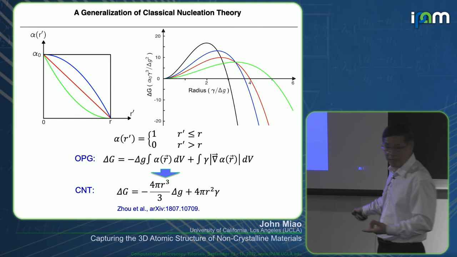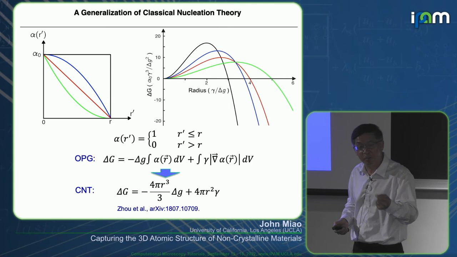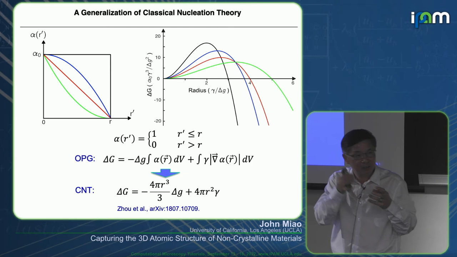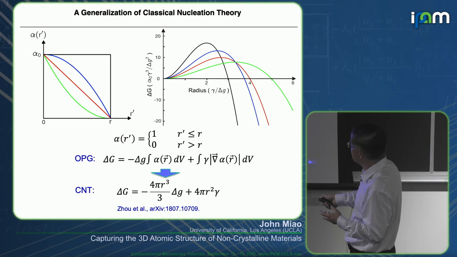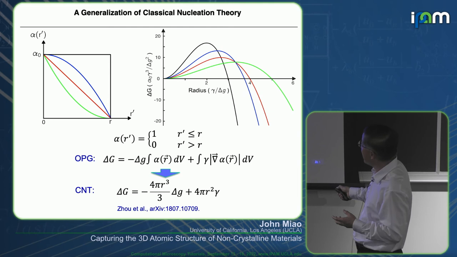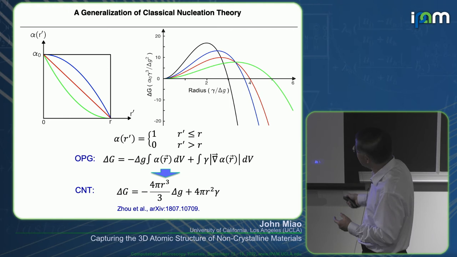But we found that there's a gradient. Remember the gradient. There's a core and it slowly changes. So we did some calculations for these three cases, and here it shows that we calculate the energy barrier. The energy barrier turns out classical nucleation theory always has a high energy barrier. That's understandable because the sharp edge has a large energy.